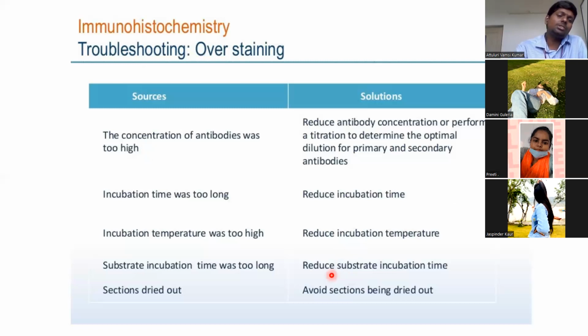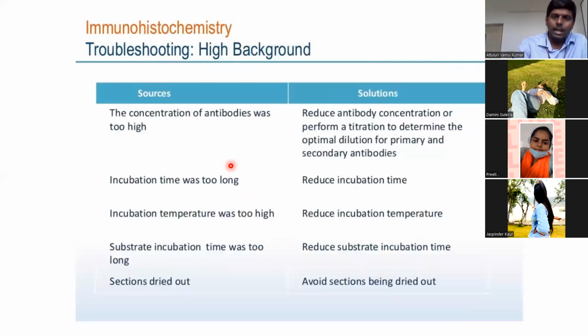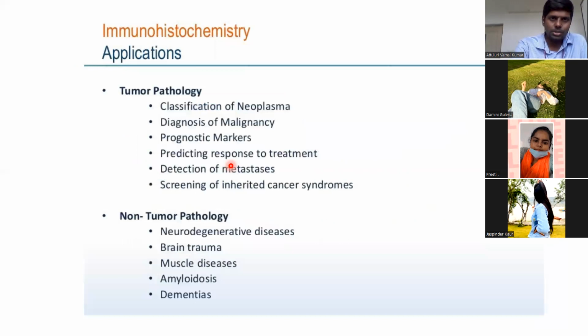Okay, and sections dried out. So your sections have become dehydrated, and that might be one reason for overstaining. So these are the reasons for overstaining. And high background. High background color occurs due to endogenous enzymatic activity. Okay, so those endogenous enzymes need to be blocked. So this is all about immunohistochemistry and its troubleshooting.